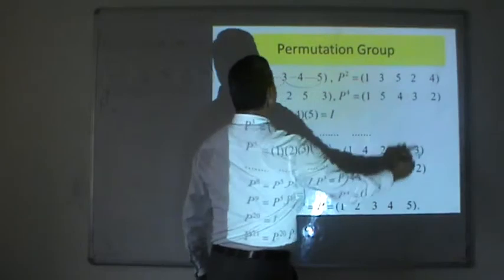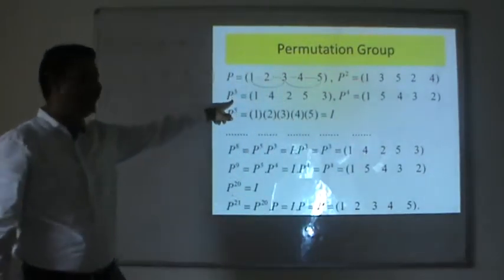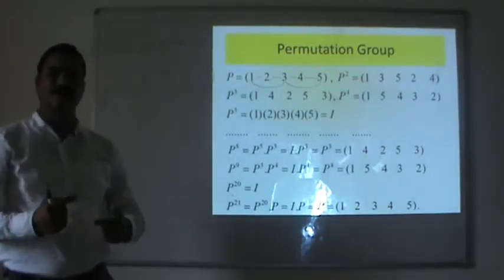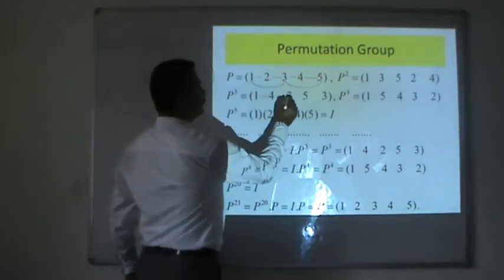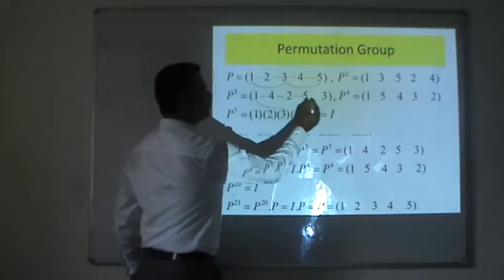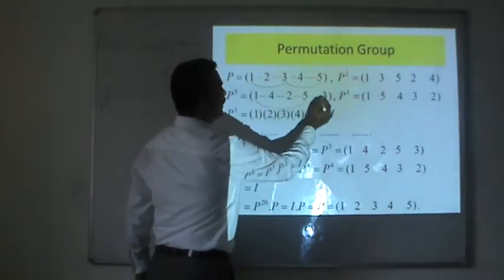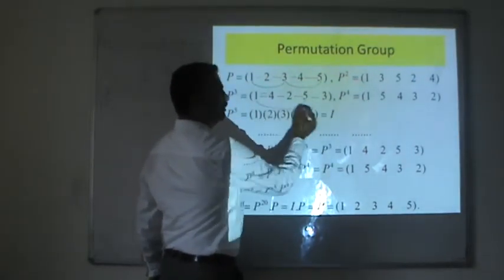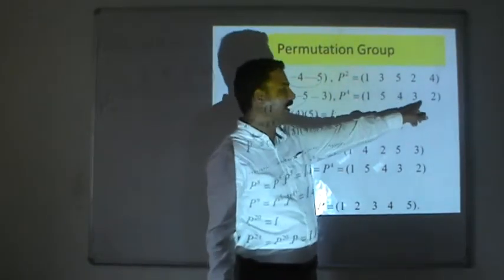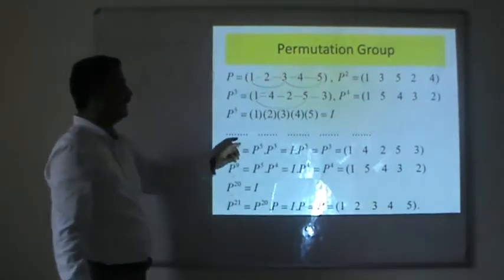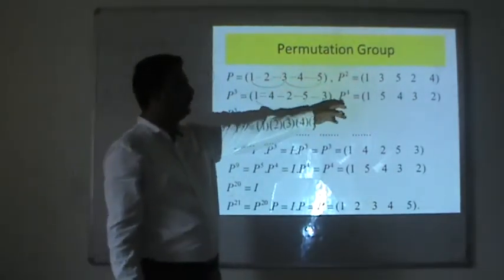In this manner, in order to calculate P cube, we replace each symbol three places. Three places means 1, 2 and 3. So 1 goes to 4, further 1, 2, 3 and 4, so 4 goes to 2. In a similar manner, 5 goes to 3 and 3 goes to 1. And this is P4 basically.